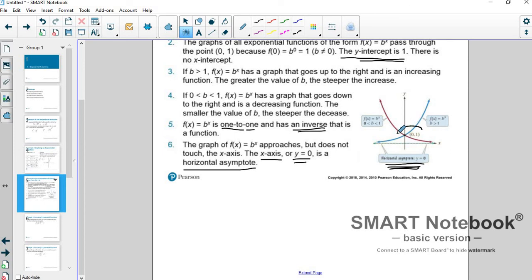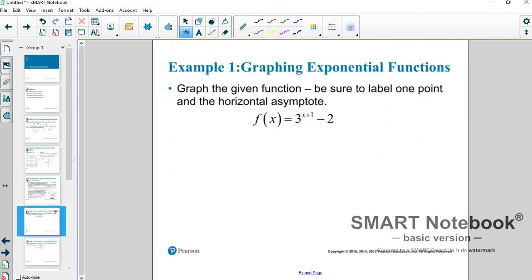For me, I'm looking for 2 things on the graph of an exponential function. I'm looking for where this point ends up, since it's been shifted and stuff like that, and then I'm looking for the horizontal asymptote. So let me give you an example. f of x equals 3 to the x plus 1, minus 2. What's the base graph for that? The base graph for that is just 3 to the x.